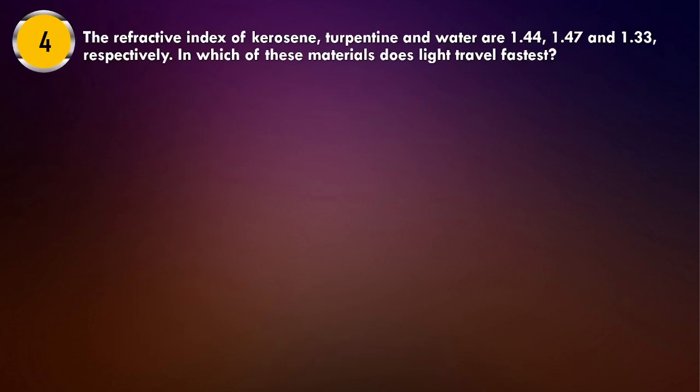Now let's take another numerical. The refractive indices of kerosene, turpentine, and water are given. These all values are given. In which of the materials does the light travel fastest? We need to find out in which material the light's velocity will be more.